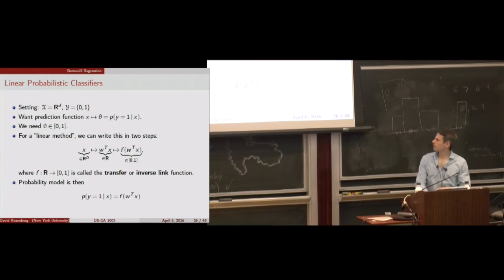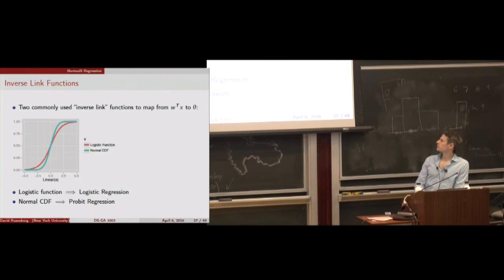The probability model then, put all together, is the following. So the predicted probability that y is equal to 1 given x is f of W transpose x. Is that clear? All right. So what can we use for f? Here are two standard things. The logistic function.